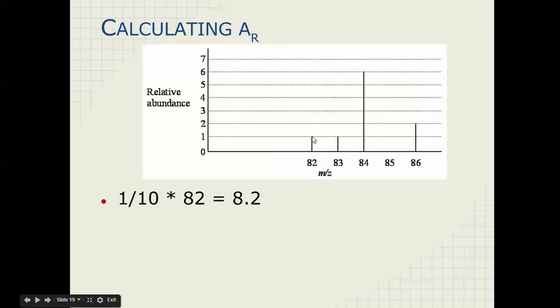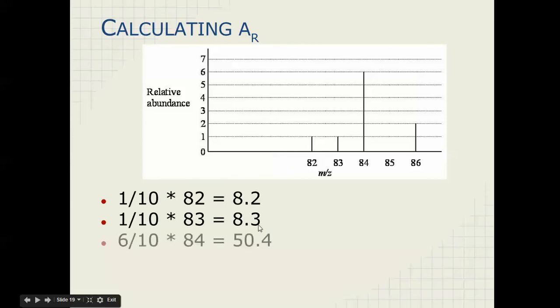So 1/10 of the atoms, 1 unit out of 10, is 82. So we multiply 1/10 times 82. We also know 1 out of 10 is 83, so we multiply 1/10 times 83. Reading from the graph, 6/10 or 60%, however you want to look at it, have a mass of 84. So we multiply 6/10 times 84, and we get 50.4. And then 2/10 is 86.